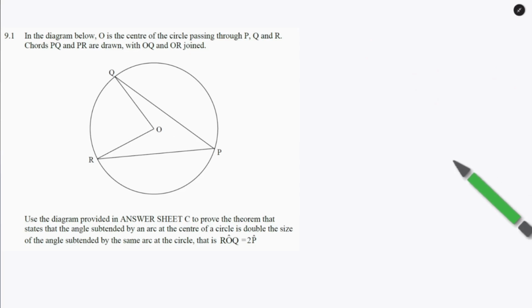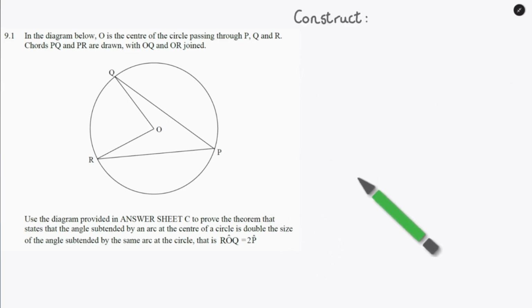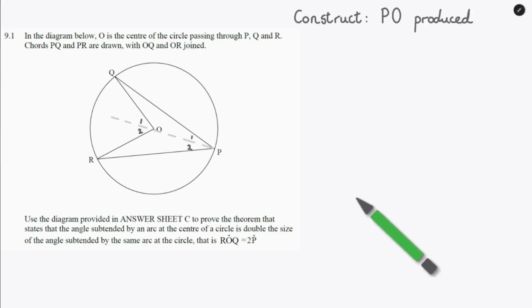And we start off with a proof. We have to prove that angle ROQ is equal to 2 times the size of angle P. And we've got to start that off by doing a construction. So we're going to do the following construction. We construct the line PO that's produced. So when I say produced, it means you draw the line PO and then you carry on drawing it through O. So that's what produced means. You carry on the line.